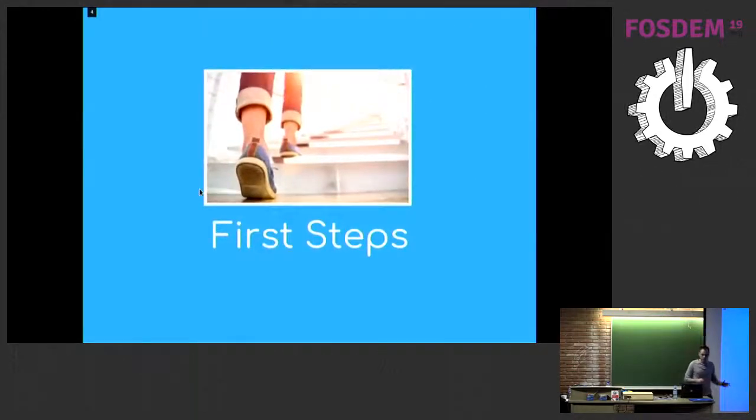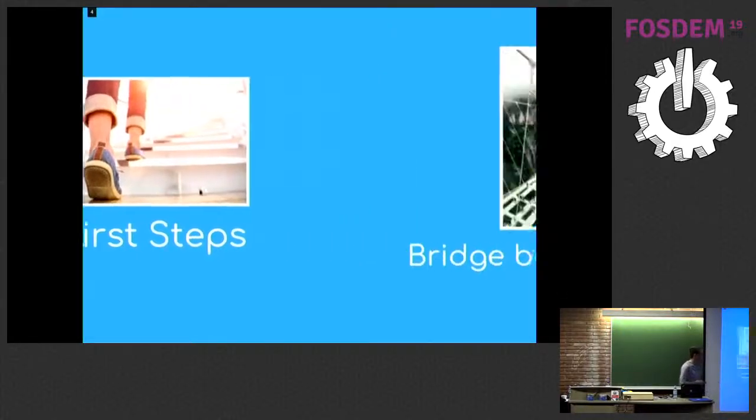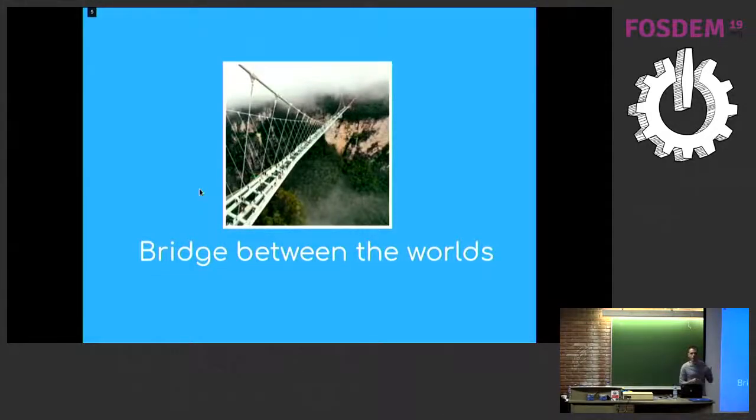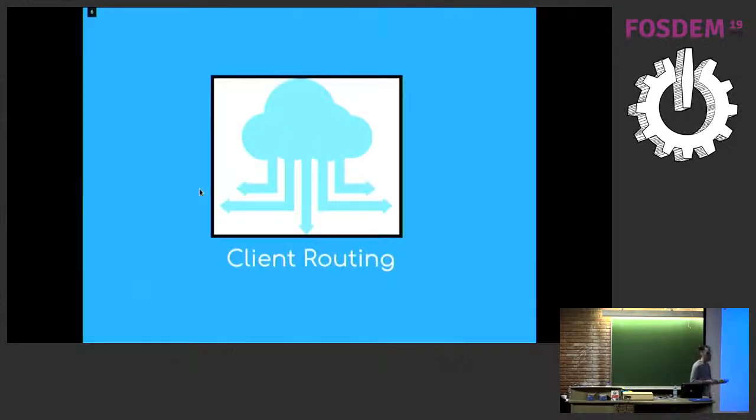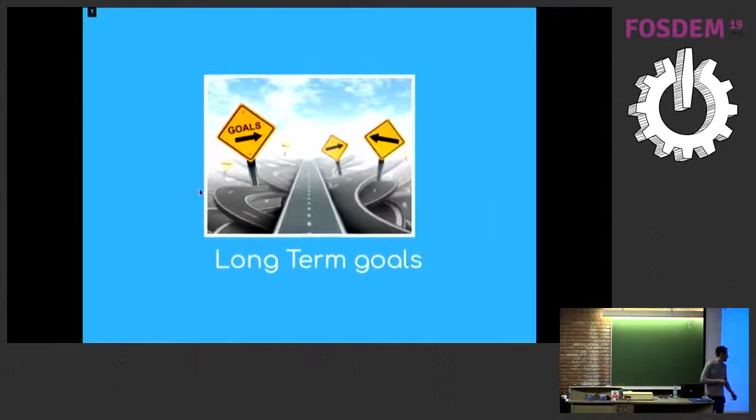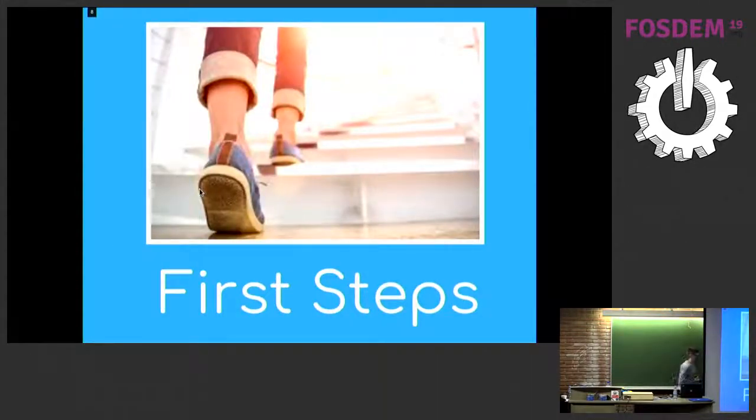So today, I'll start with the first steps, what you should do in order to start this transformation process. After that, we'll talk about the connection, how to communicate between the old world, the legacy JavaScript, and the new world. After that, we will talk about client routing. Do we need client routing in our modern application in a hybrid way? And after that, we will wrap things up and talk about long-term goals. So let's start from the first steps.